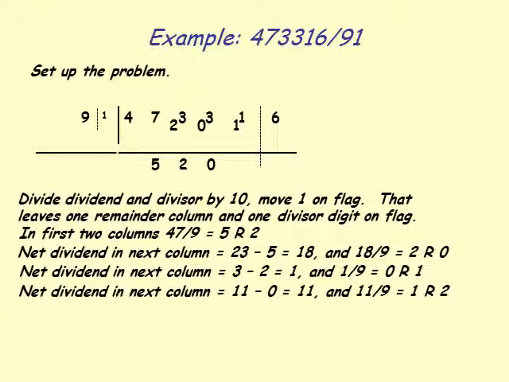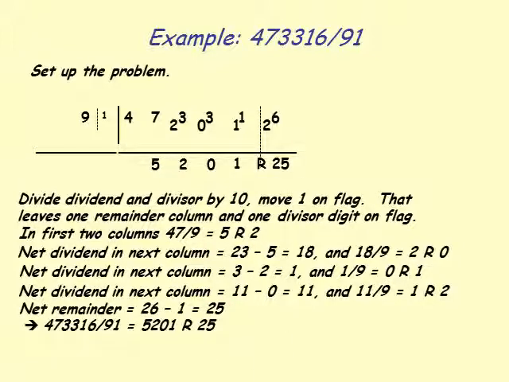Now the next dividend is 11, minus 0 times 1, which is 0. 11 minus 0 is 11, and 11 divided by 9 is 1, remainder 2. There is a 1 here, and the remainder is 2. The net remainder is 26. This is 26 minus this 1 times 1, which is 25. So the remainder is 25.